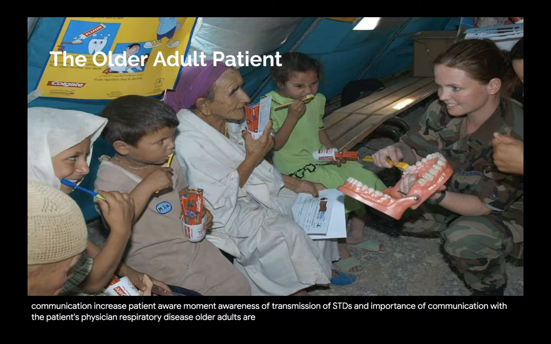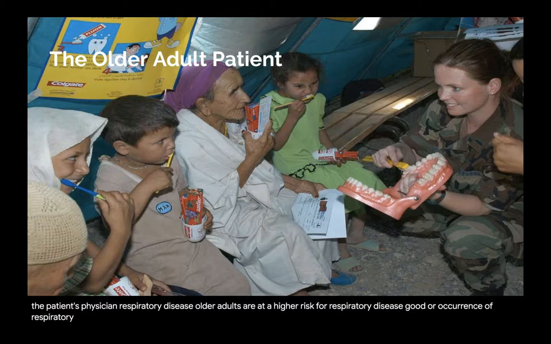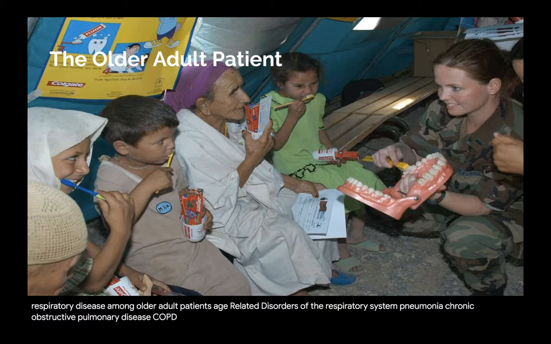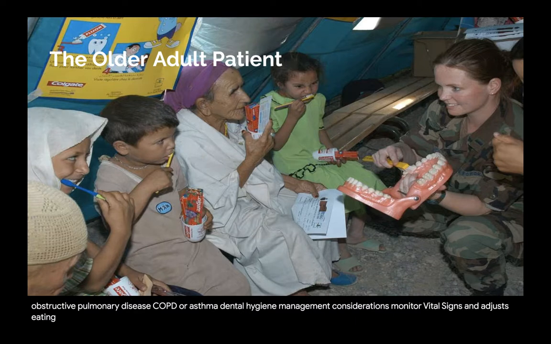Older adults are at a higher risk for respiratory disease. Good oral hygiene practices can reduce the progression or occurrence of respiratory disease among older adult patients. Age-related disorders of the respiratory system include pneumonia, chronic obstructive pulmonary disease, COPD, or asthma. Dental hygiene management considerations: monitor vital signs and adjust seating position as needed for comfortable breathing.